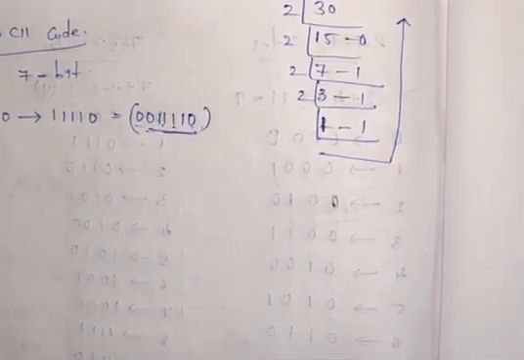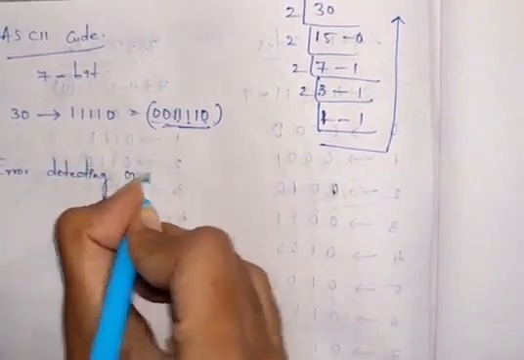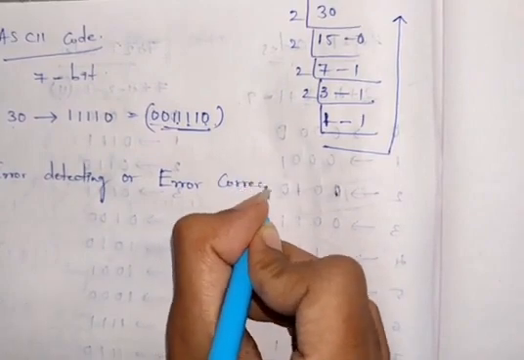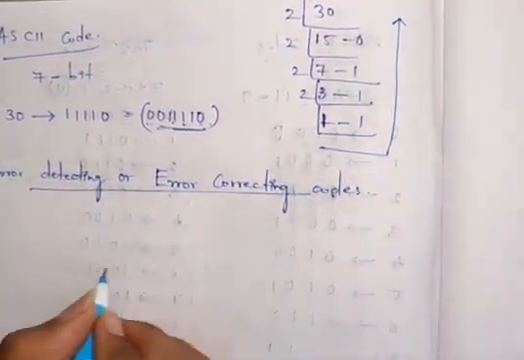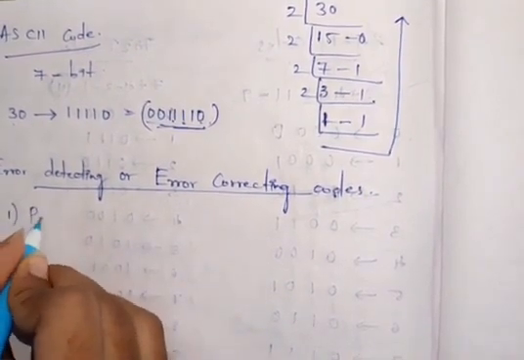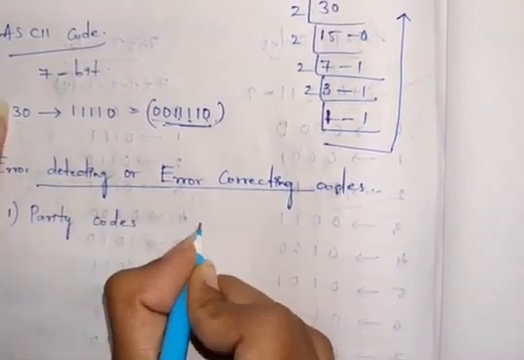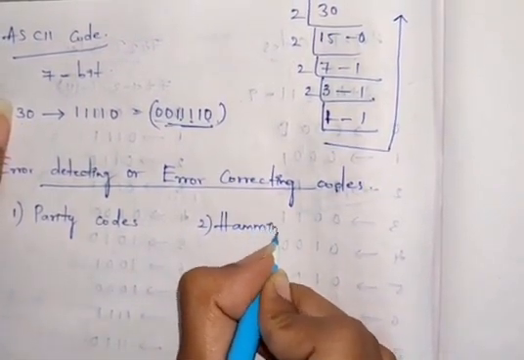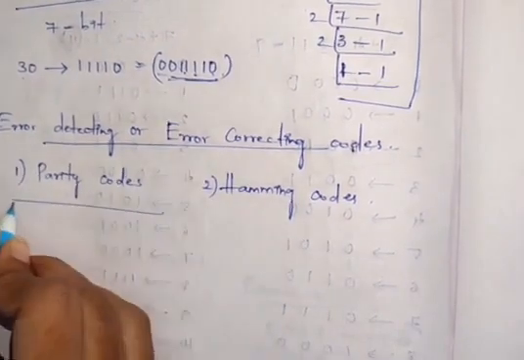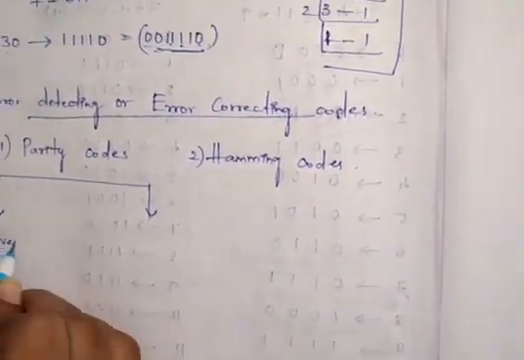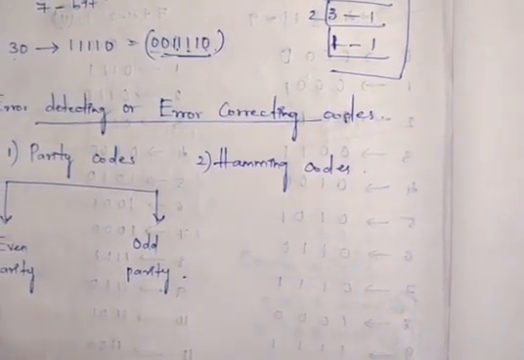Next, error detecting or error correcting codes. Error detecting or error correcting codes are divided into 2 types. They are parity codes, second Hamming codes. Again, parity codes are divided into 2 types: even parity or odd parity. Even parity.